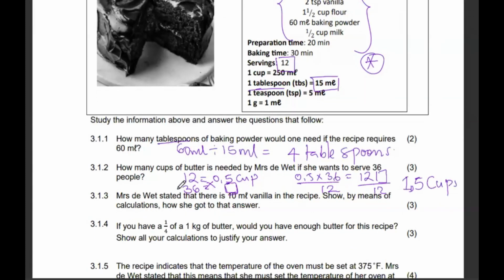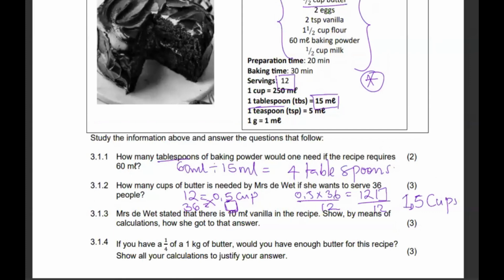3.1.3. Mrs. DeVette stated that 100 mils of vanilla in the recipe. Show by means of calculations how she got to this. Now, when we come to the recipe, it states that she needs 2 teaspoons of vanilla. And when you come here, you find out that 1 teaspoon requires 5. So she needs 2 times 5.